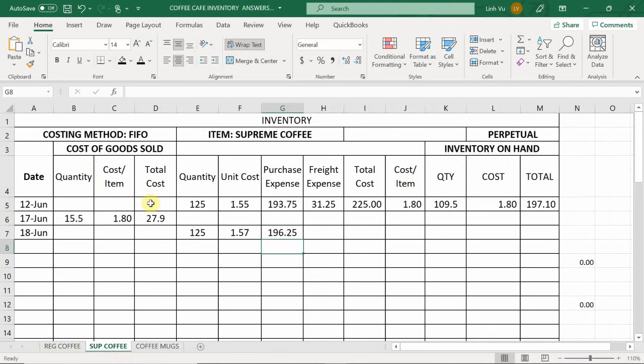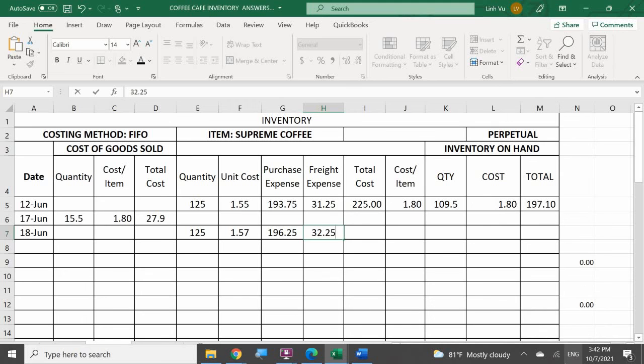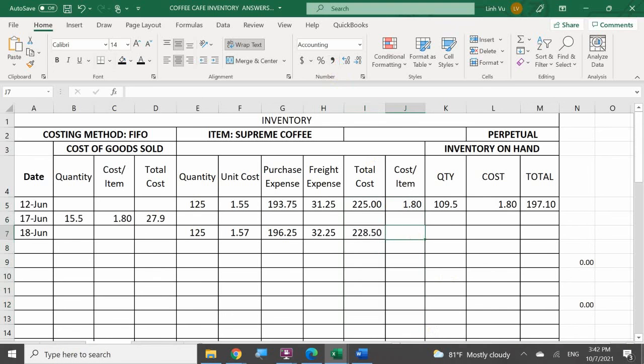Okay, so there we are. We have now 1.5 pounds, and the freight is at 196.25 plus 32.25, 228 and 50 cents. Now, in this case, we are using FIFO, right? We have to keep the same cost. So in this case, we must calculate our cost per item.